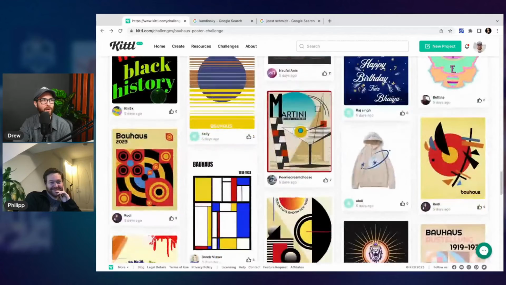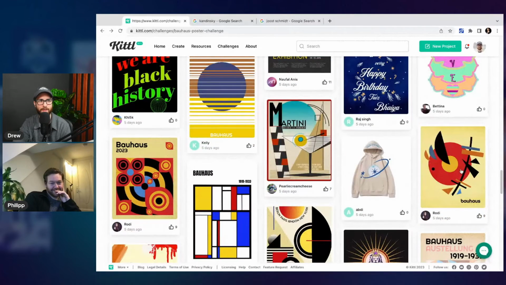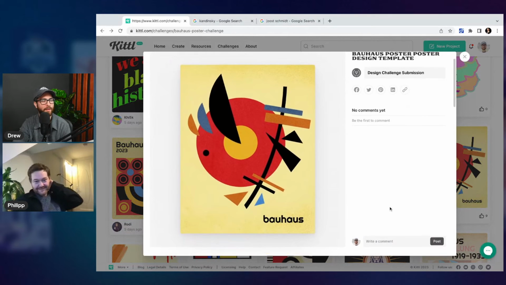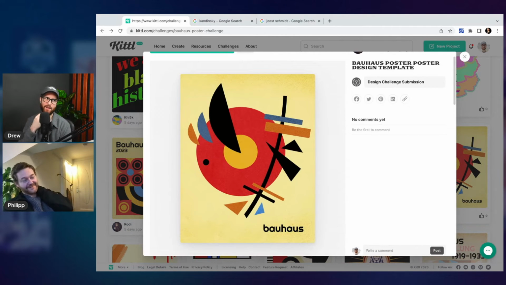Let's see. Oh, this one was interesting. Also kind of following the vibes of the first place winner, where we were talking about Kandinsky a little bit. What are your thoughts on this? Yeah, it's Kandinsky all over again, and it's really nicely done. For a Bauhaus poster, this is not the right choice because it's too wild, but it looks very good.